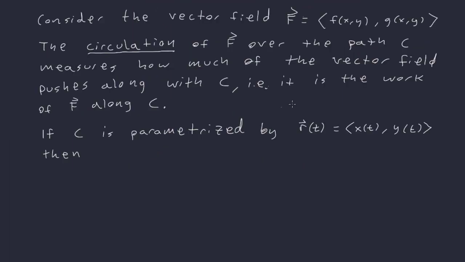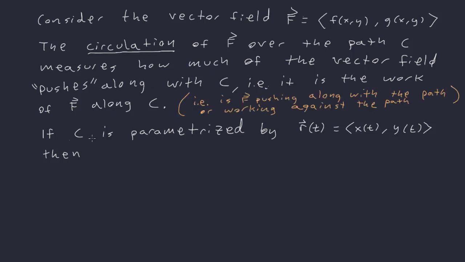Okay, so consider the vector field capital F equals little f of x y comma little g of x y. Then the circulation of capital F over the path C measures how much of the vector field pushes along with C, i.e. it's the work of F along C. So is the vector field helping us along the path, or is it working against us? Okay, so if C is parameterized by this vector valued function r of t, let's say equals x of t comma y of t, then we get the following line integral.